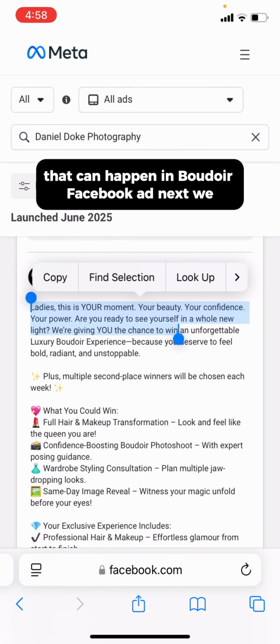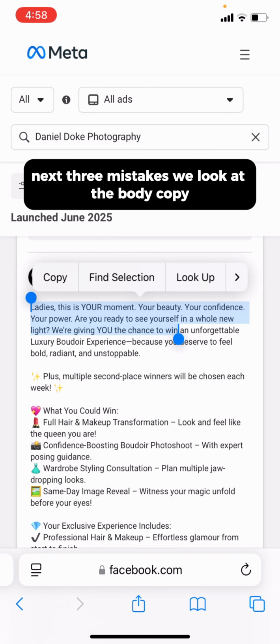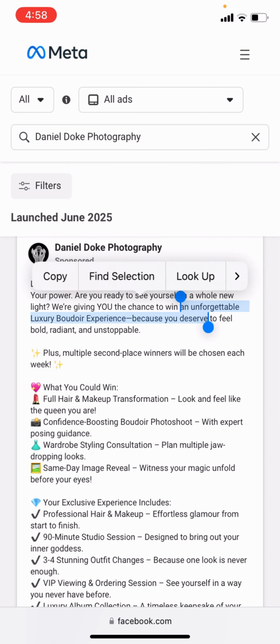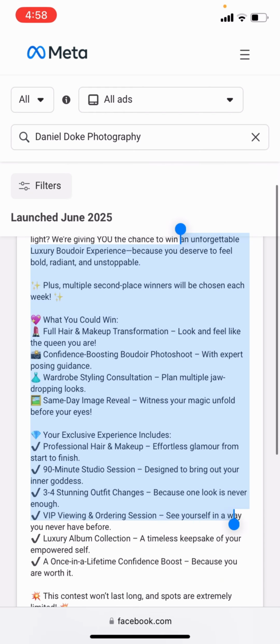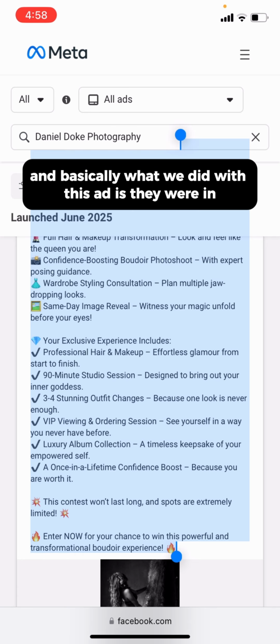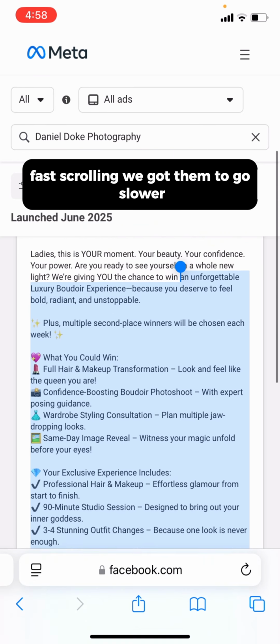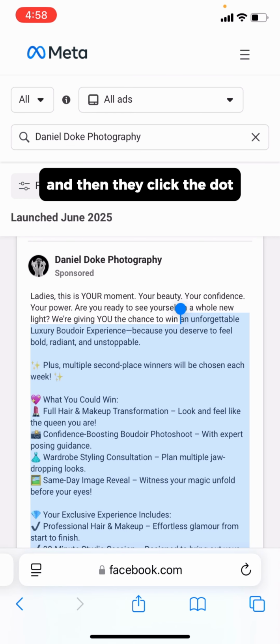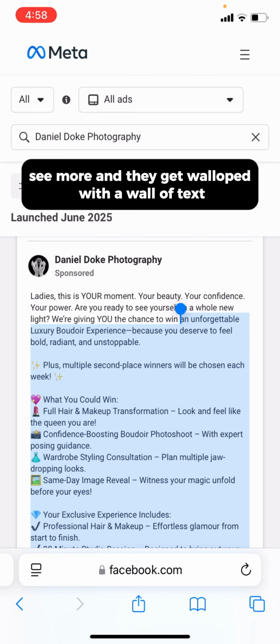Next 3 mistakes, we look at the body copy. So that's here down. And basically what we did with this ad is their brain was in fast mode, fast scrolling. We got them to go slower, read the first sentence or two, and then they click the see more and they get walloped with a wall of text.